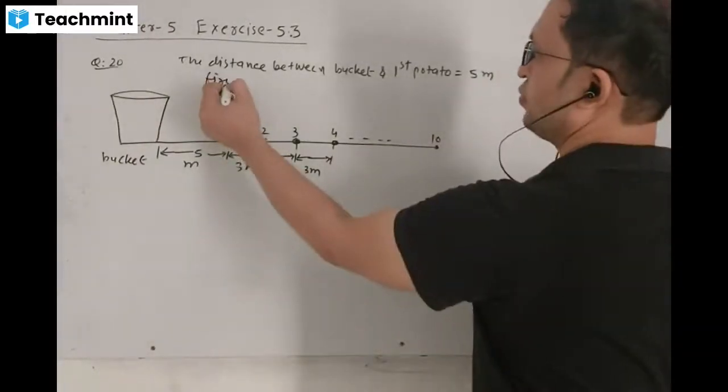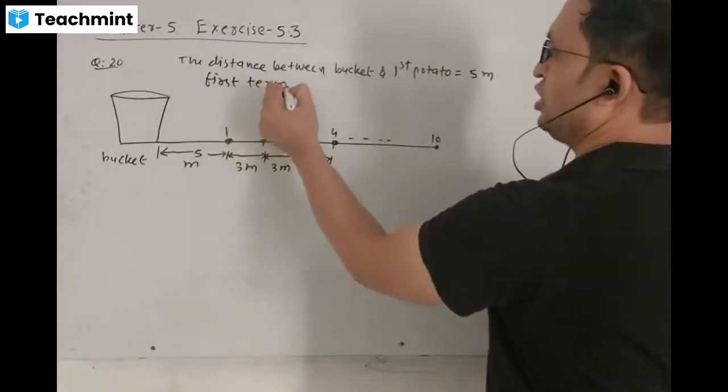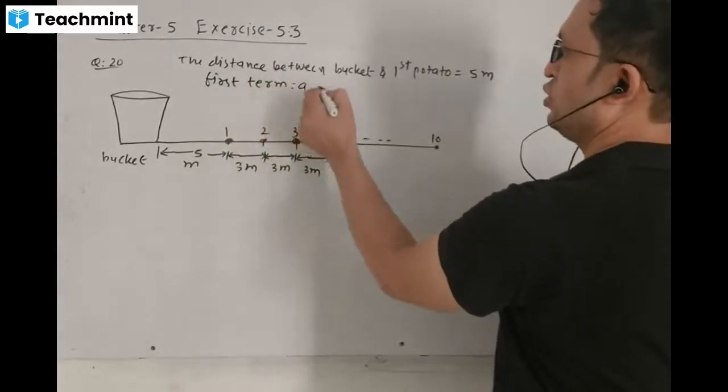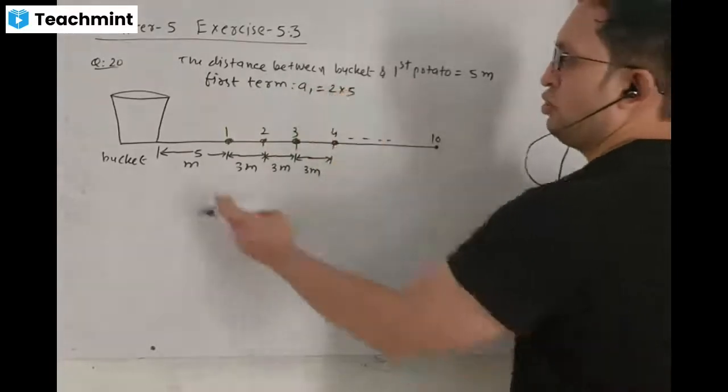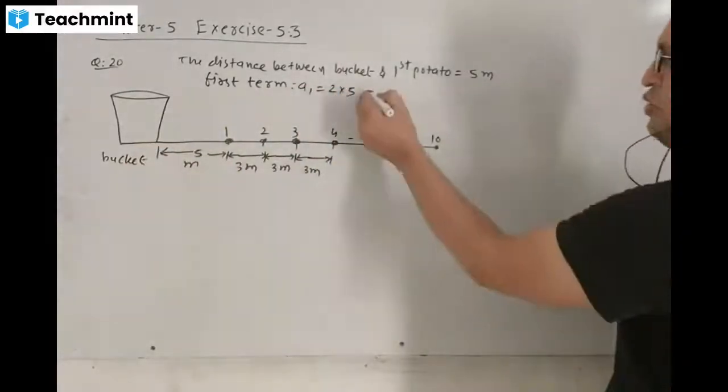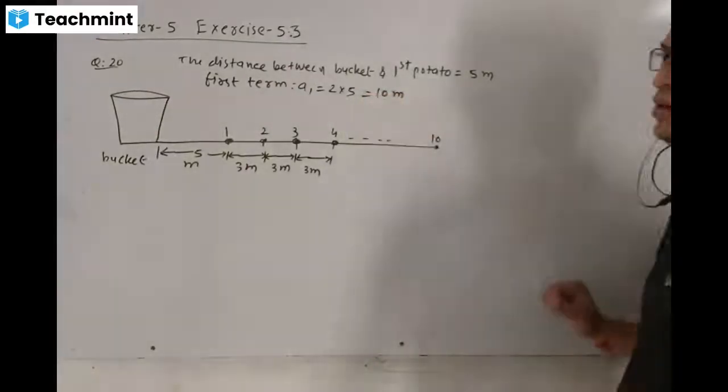First term is equal to 2 multiply a1, that is equal to 2 into 5. Why 2 into 5? Because they have to come and also go back. Okay, 2 into 5 that is equal to 10 meter.